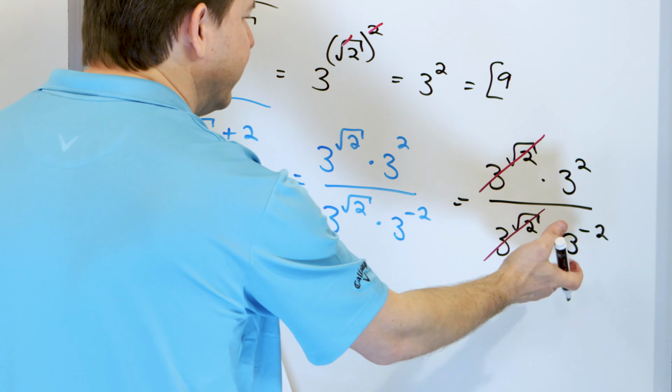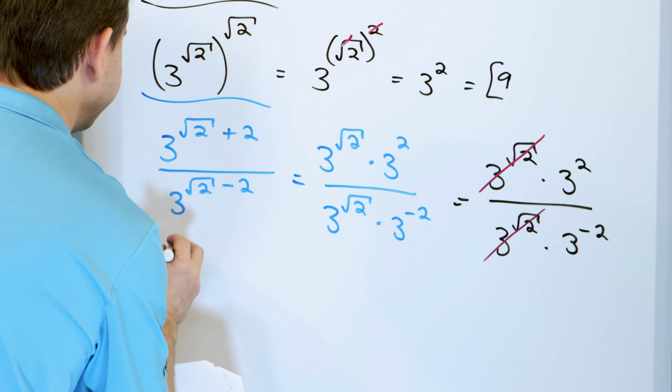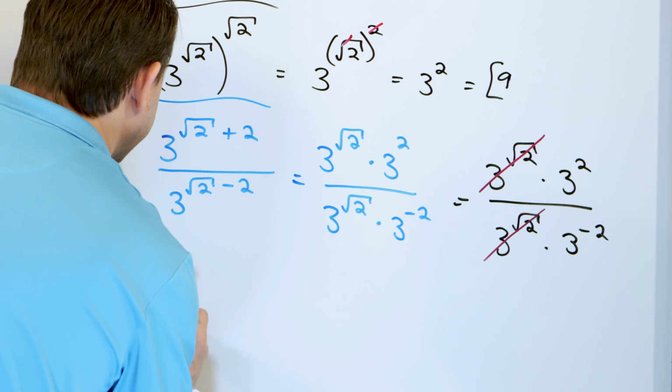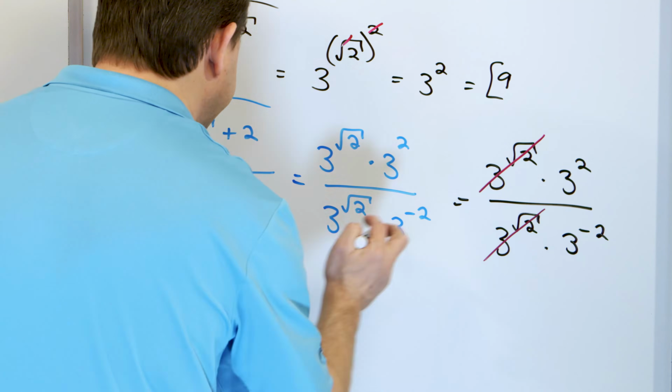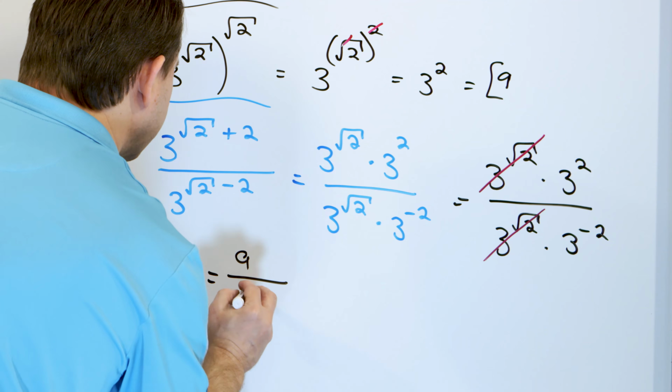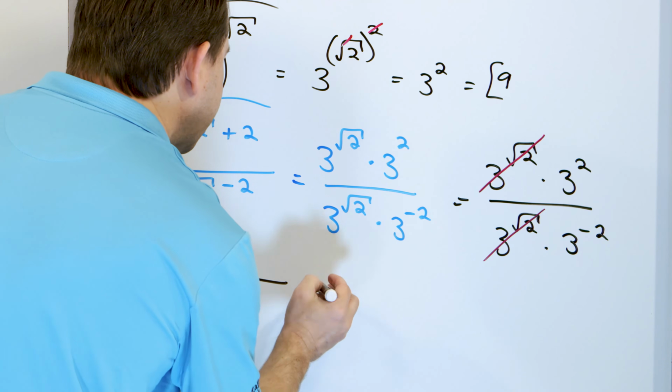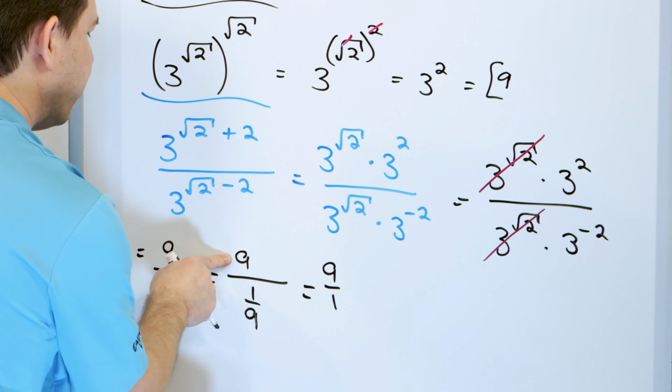There's several ways you can do this, but I'm going to write this 3 squared as just 9. And then this is going to be 1 over 3 squared, which is all still in the bottom here. So it's going to be 9 over 1/9. That's what's down there. And so I can do the division here. This will be 9 over 1. That's what's in the numerator.